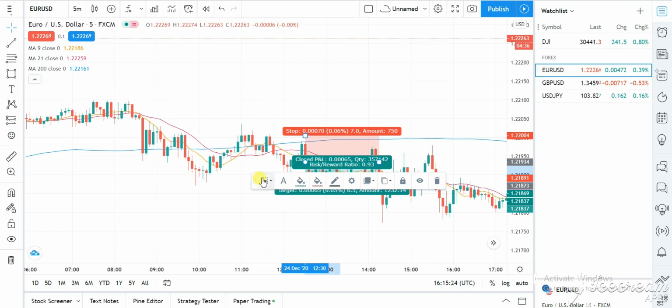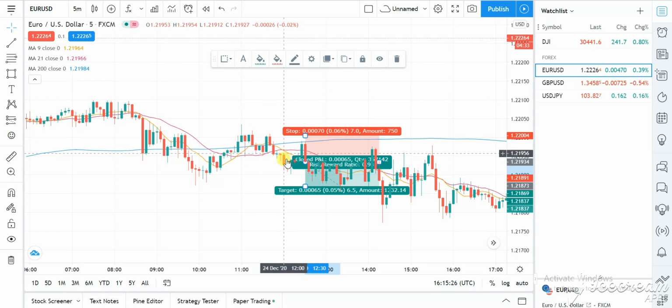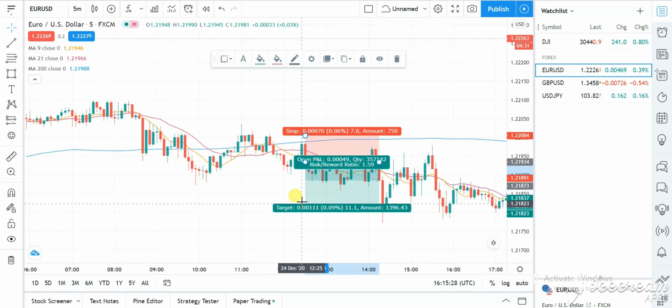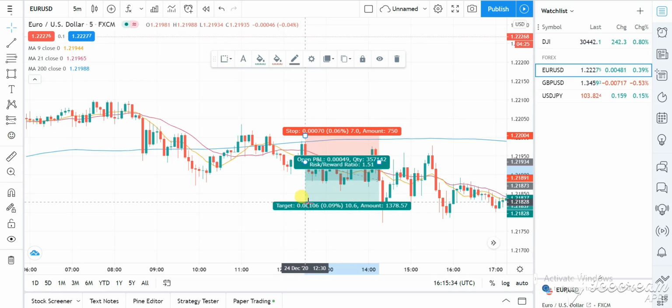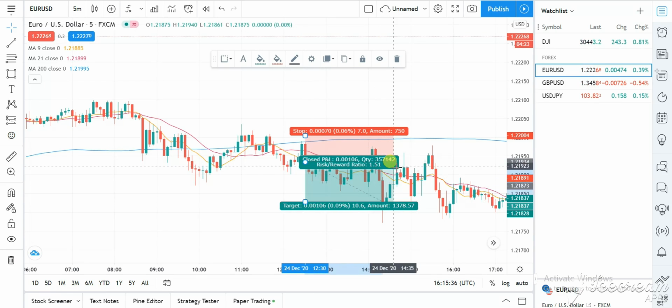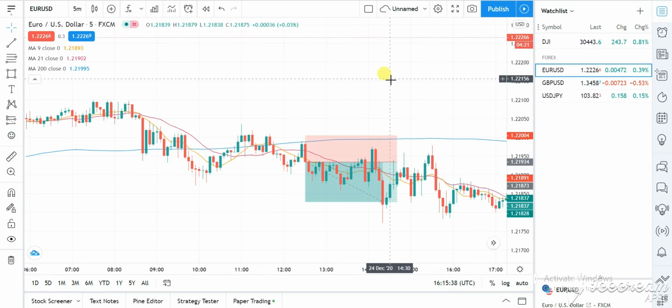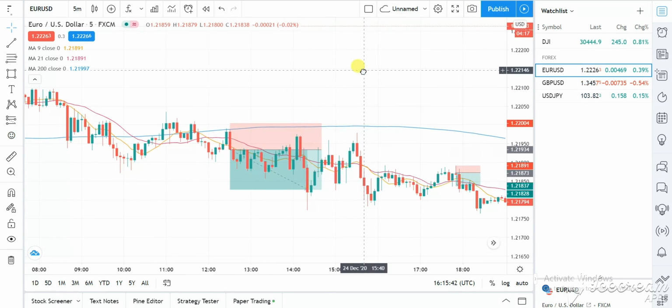So guys, 70, and for this trade I'll be taking the 1 to 1.5. So as you can see, the 1 to 1.5 was a win, the 1 to 2 was a win, but let's stick with the 1 to 1.5. So this was a beautiful win, and let's wait for it. Let's look for a buying trade.